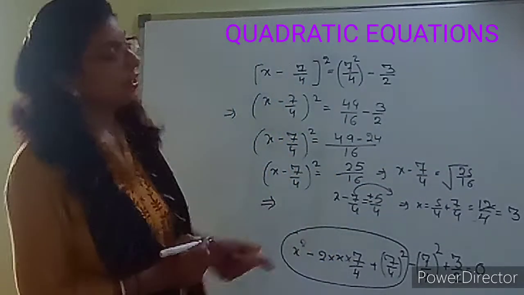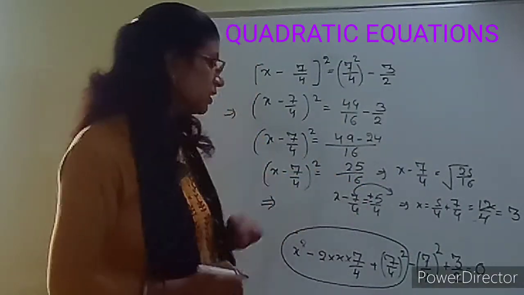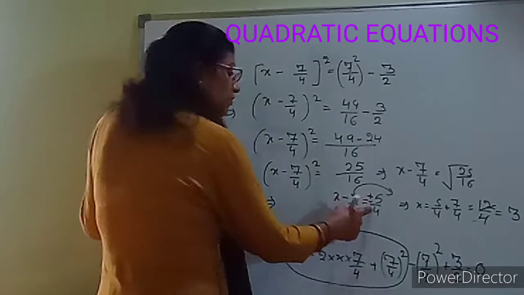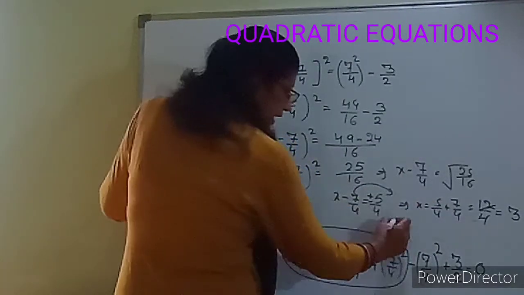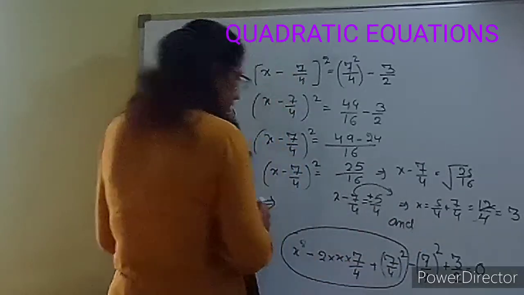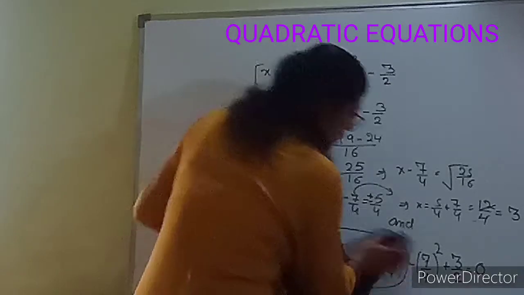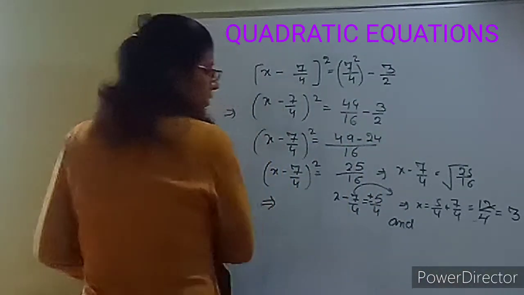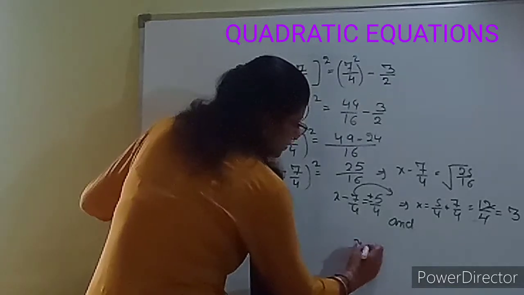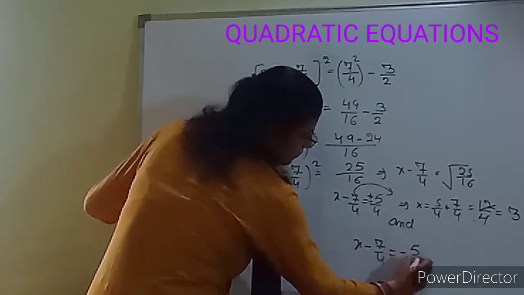Keep in mind, whenever we are opening the square root, it will come plus minus. So when we are taking plus 5 upon 4, it is coming 5 upon 4 plus 7 upon 4. And when we are taking minus 5 upon 4, what will we get? See, I am taking minus 5 upon 4. So take x minus 7 upon 4 equals, now I am taking minus 5 upon 4.